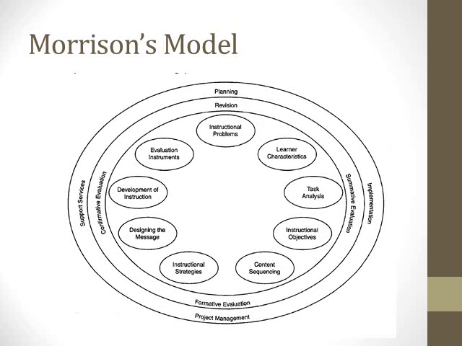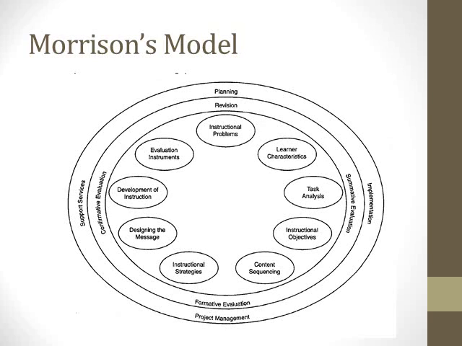The Morrison model that we're going to be using from your textbook has 9 elements in the middle. Instructional problems, what is it that we need to solve? The learner characteristics, who is it that we're designing the instruction for? Who is it that needs to learn? The task analysis, what are the elements of the task and where do the learners have gaps? What are the instructional objectives? At the end of this instruction, what are the learners going to be able to demonstrate or do?